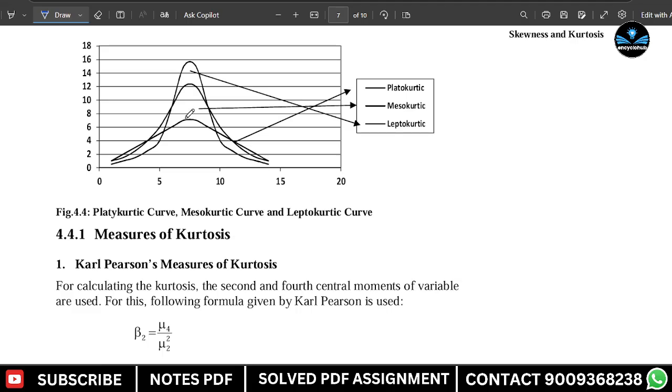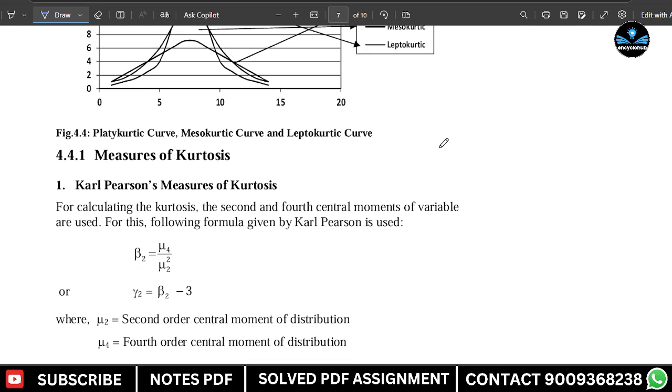Now you can see the diagram here. This one is lepto, meaning a highly peaked curve. The second one is the mesokurtic, which is a normal curve, and the third one is the smaller curve or flat curve, which is called the platykurtic. Platy- takes its name from the platypus.